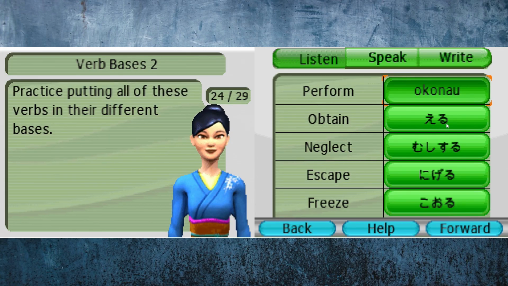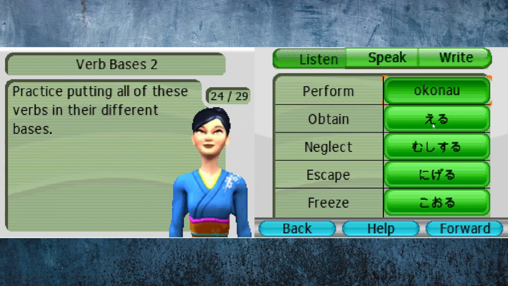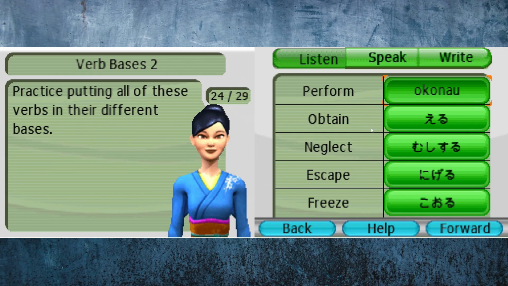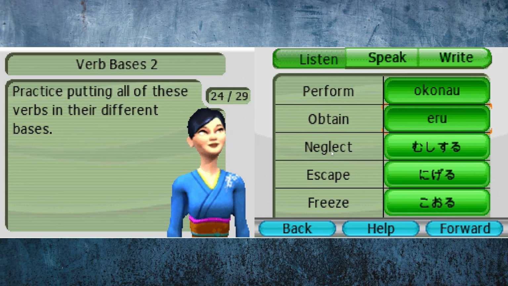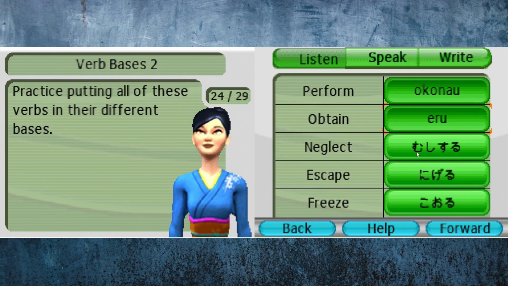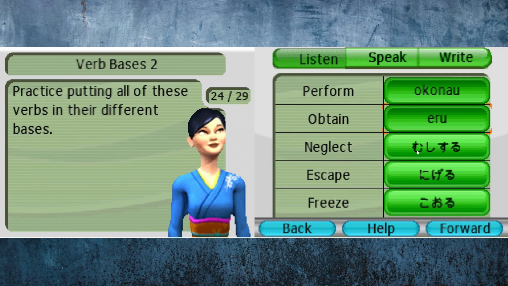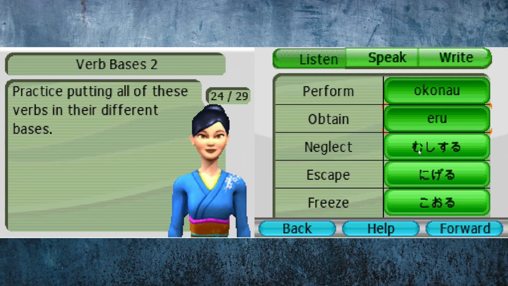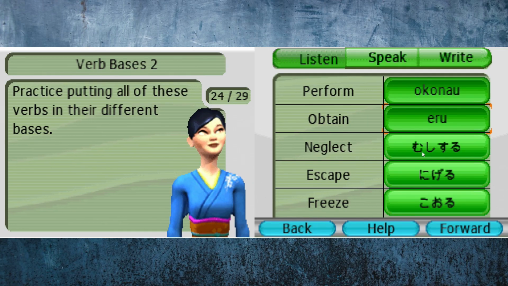Okay, so I'm guessing this is an eru verb. So it's probably emasu. So, mas form emasu, past tense. Enai. Ta form, eta. And te form is ete. So eru is the verb to obtain. To neglect is mushi suru. So negative form of mushi suru is mushi shinai, I believe, and then te form mushi shite. Ta form mushi shita.